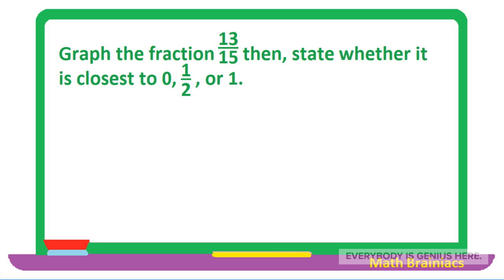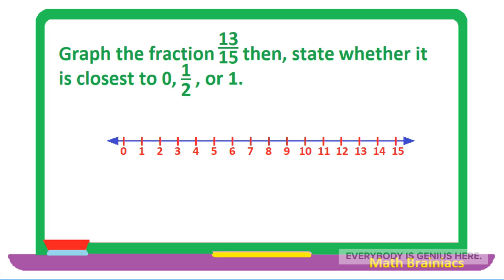Let us work on another example so that you can hit it off. Graph the fraction 13/15, then state whether it is closest to 0, 1/2, or 1. Since our denominator is 15, we are going to apportion our number line into 15 parts. We are going to start from 0. Half is between 7 and 8, and 15 is number 1. Half of 15 is 7.5, so we place 1/2 between 7 and 8.